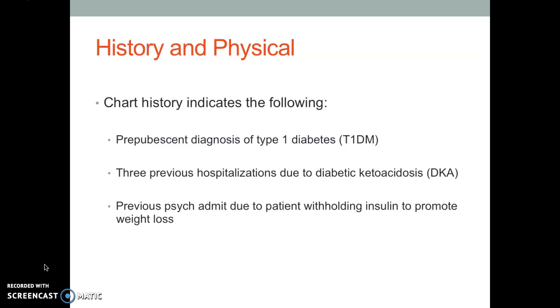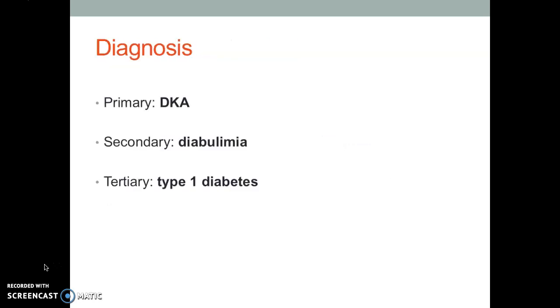Her chart history indicates that she was early diagnosed a type 1 diabetic, and this is the 4th time she presents to the ER with these same signs and symptoms, and each time she's been diagnosed with DKA. She's also endured a previous psych admit. The patient's known to withhold her insulin, and she does this in order to manipulate her weight. So we know her diagnoses here.